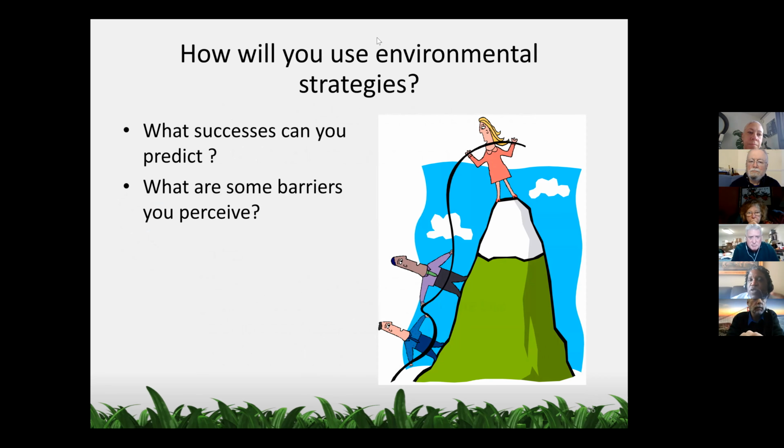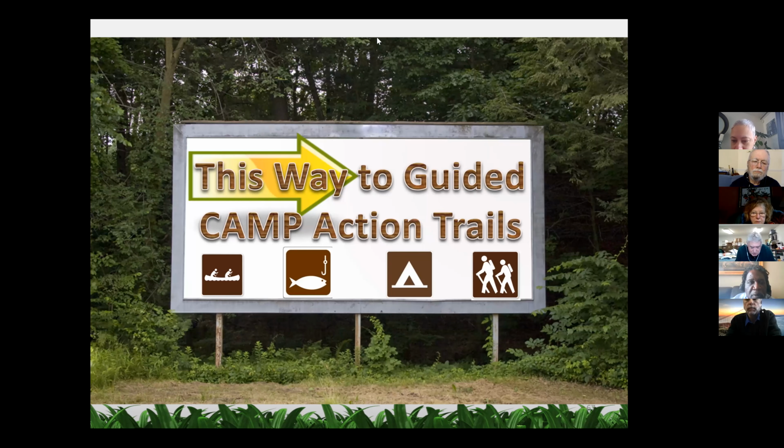The key is, how will you use environmental strategies? What successes can you predict? And what are some barriers you perceive? So when you all get back in your circles and begin to look at this, think about these questions. What successes can you predict? What barriers can you think about? One thing we want you to think about is that this is a way to guide CAMP action trails. It's really about CAMP. If you want to know about environmental strategies, this is the one direction we would encourage you to take.